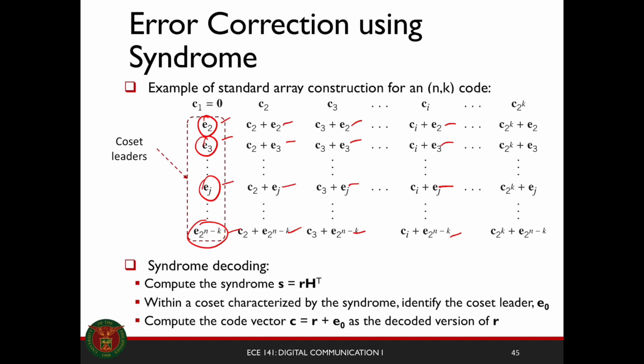Okay. So we compute the syndrome, S is equal to R times H transpose, and within the coset characterized by the syndrome, you identify the leader. So if you received a signal, after you get the syndrome, you identify it to be this one. Then the error pattern must be equal to the coset leader. And if you add that to the received signal, you get your original code word.